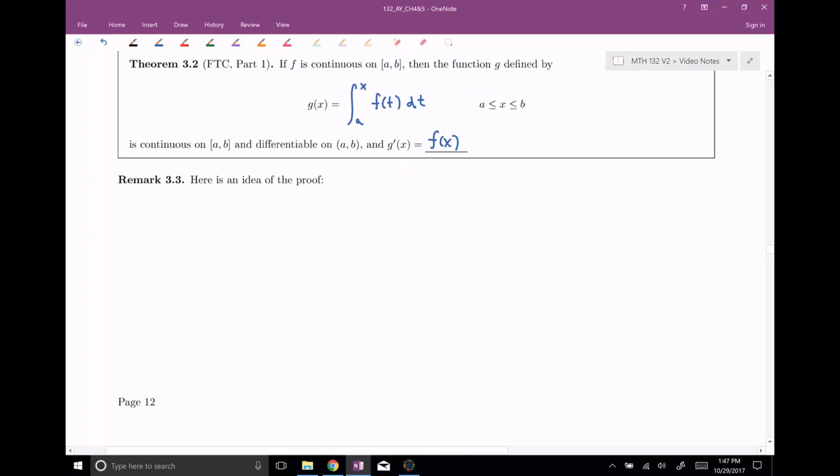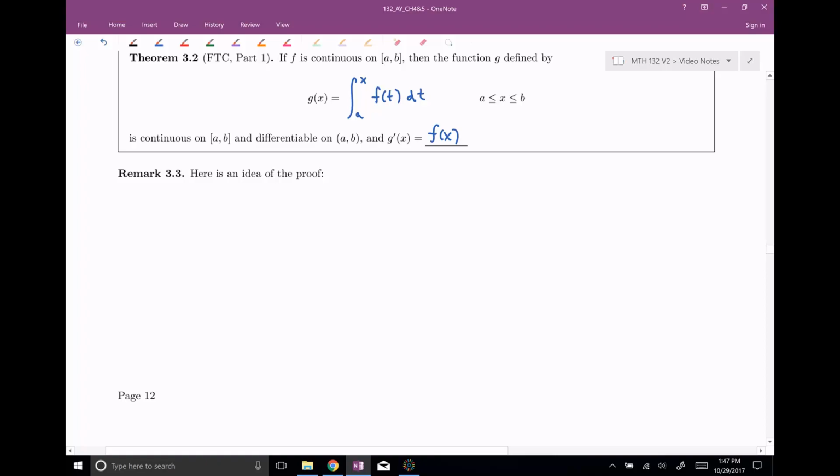Okay, so the idea of a proof, I would like to give you some notion about why this is true, more than just the intuitive stuff. And so I'd like to start with the definition of the derivative. I'd like to calculate out this thing g prime of x, and back a long time ago now, it feels like, in chapter 2, we said that this was the limit as some h goes to 0 of the difference quotient. So this is going to be g of x plus h minus g of x divided by h.